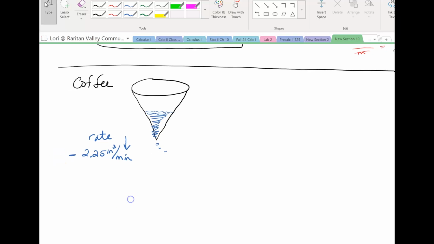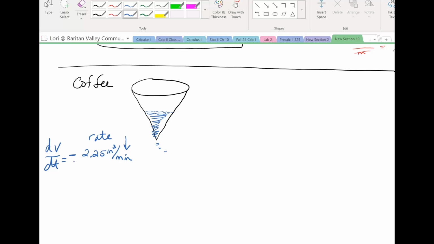And then let's define it. Because it's a volume and it's a rate of change, this is your dV dt. All right? So dV dt is negative 2.25 inches cubed per minute. So we've identified what that 2.25 is.